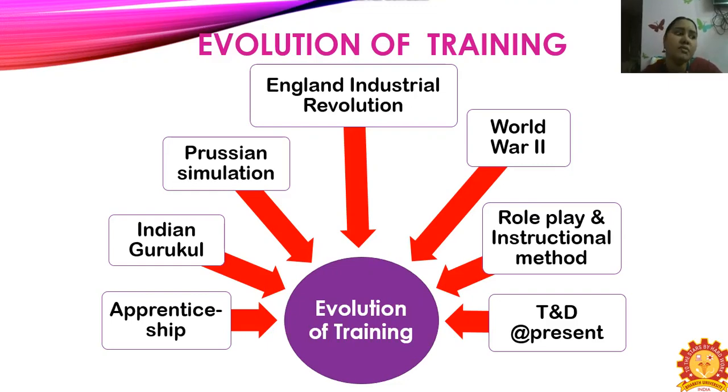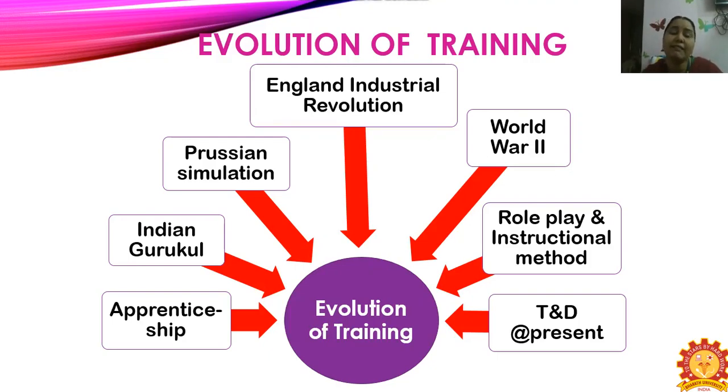They used maps, they used color coding of opposite armies' troops, and they depicted the troop movements. All these took place during the simulation events of Prussia. So, this was one of the important events that paved the way for the evolution of training.